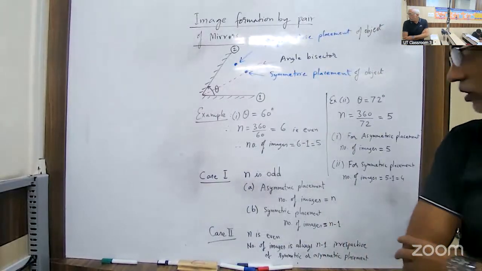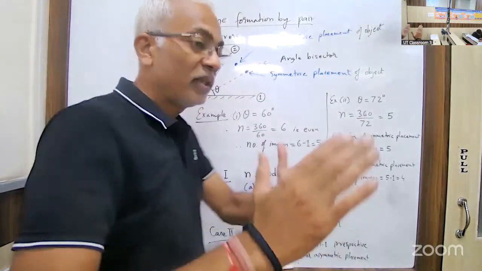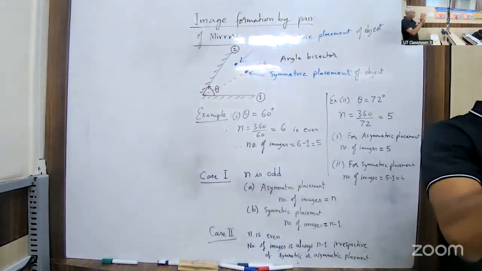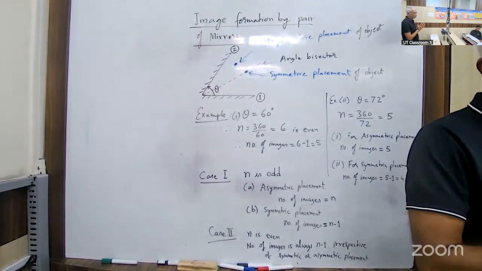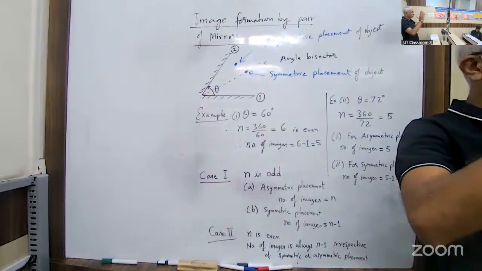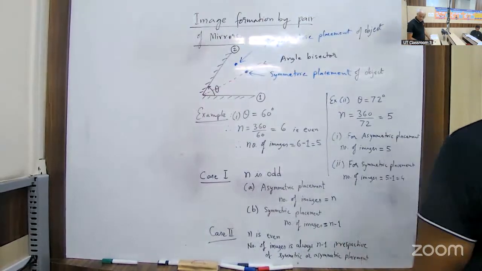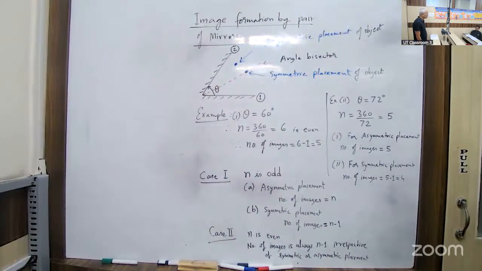ठीक है, अब मैं तुम्हें क्वेश्चन पूछता हूँ. How many images will be formed when the mirrors are parallel to each other? Infinite. Why? Because each ray... What is the angle between two parallel mirrors? 0. So 360 by 0 is infinite. When you divide any given number by 0, what you get is an indeterminate value. Infinite. Okay, and that exactly is the case.